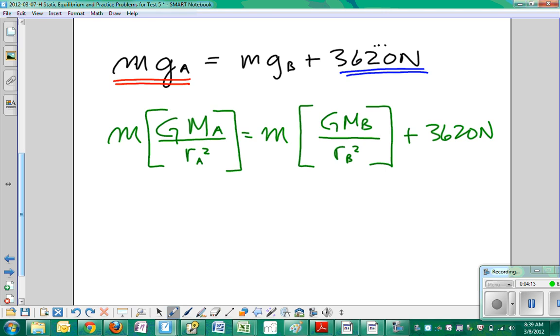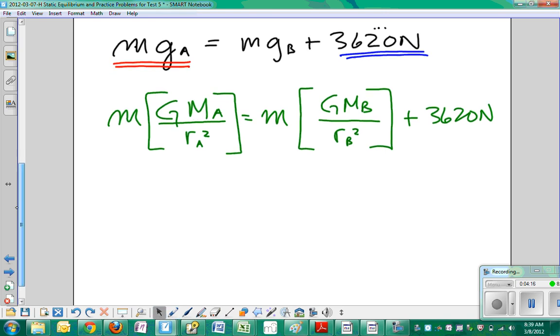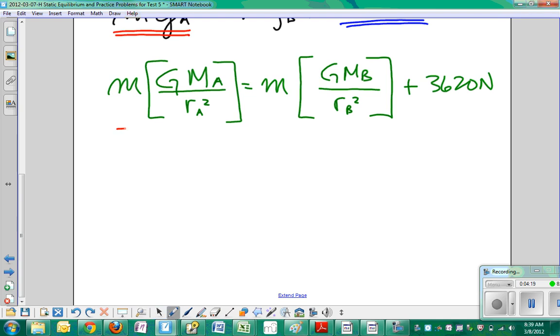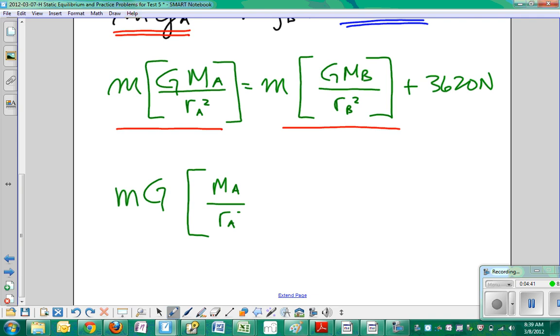So now what we're going to do, it seems to me the best thing to do would be to gather these funny looking terms. If we gather those terms, we get m times the quantity, what can we pull out of each one? m big G. So m big G times M_A over R_A squared minus M_B over R_B squared is equal to 3620 newtons.